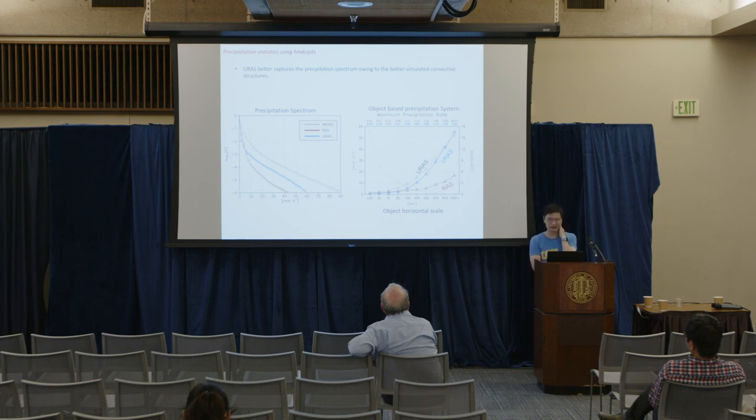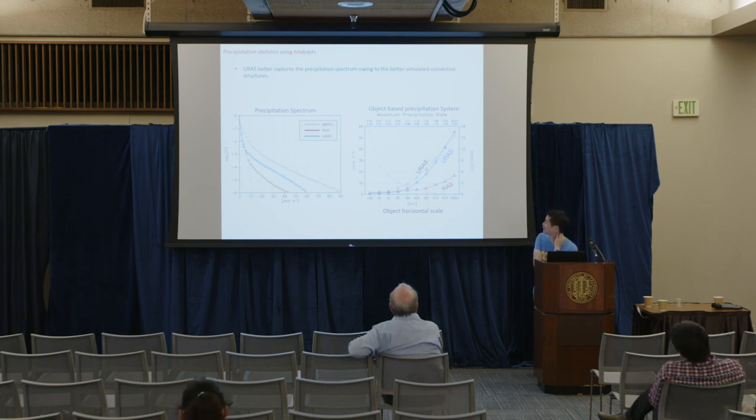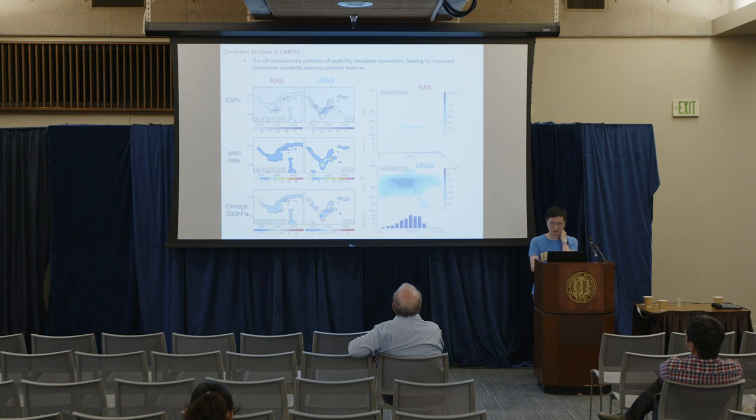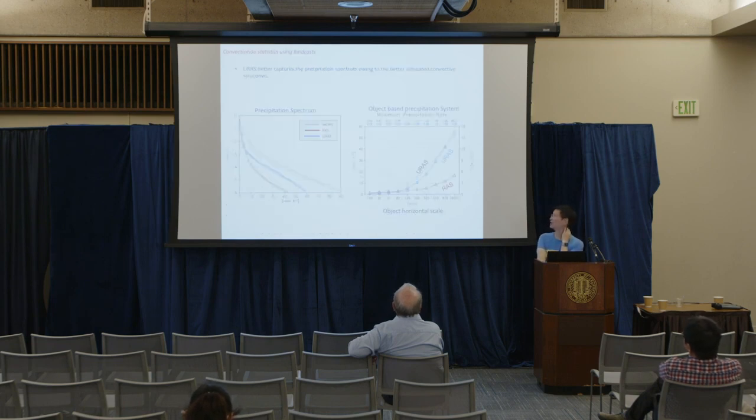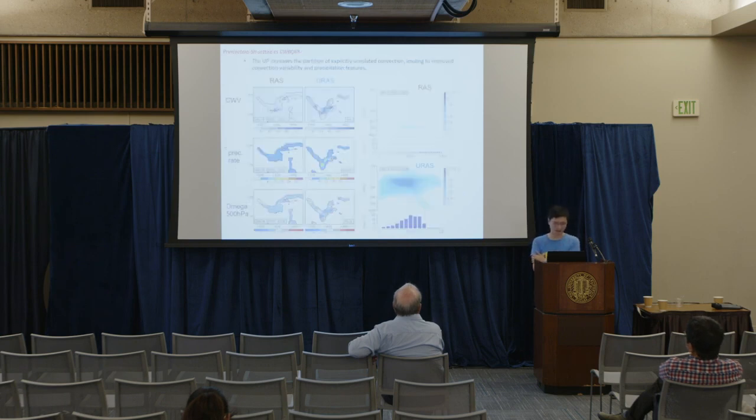On the right-hand side, you see the size of the convective system, and the y-axis is the precipitation. In the observation, the black line, as the convective system size increases, the precipitation increases substantially. The URAS can follow this kind of development, while the RAS only has weak precipitation no matter the cloud size, the convective object size.